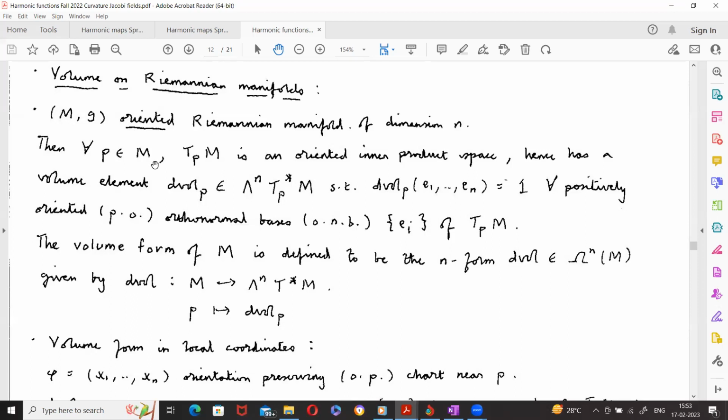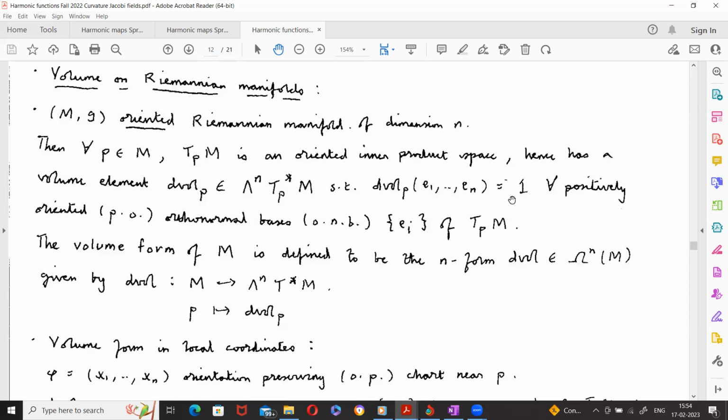Well, if I take a point P in M, then I look at the tangent space TPM. So this has an orientation and it is an inner product space. Then we already saw when we were doing linear algebra that such an oriented inner product space has a volume element, dvol P. This is going to be an n-form, which is characterized by the property that dvol P applied to any positively oriented orthonormal basis e_i gives me the value 1, right?